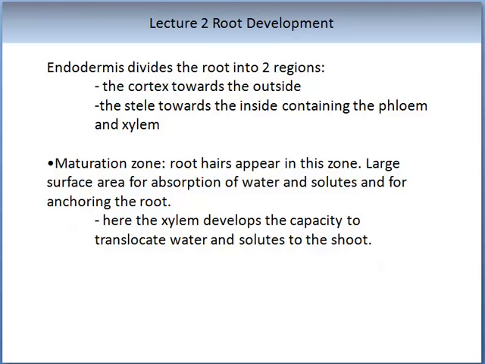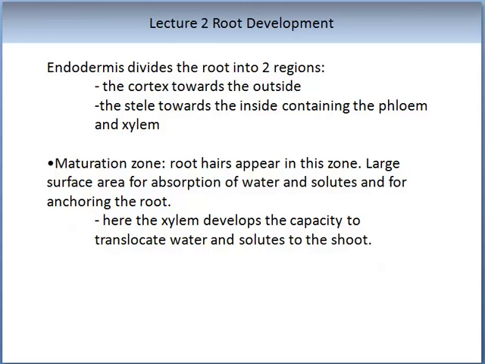The maturation zone is a zone where root hairs appear. It has a large surface area so that it can absorb water and solutes, and it can also act as anchoring for the root. In the maturation zone, the xylem develops the capacity to translocate water and solutes to the shoot.